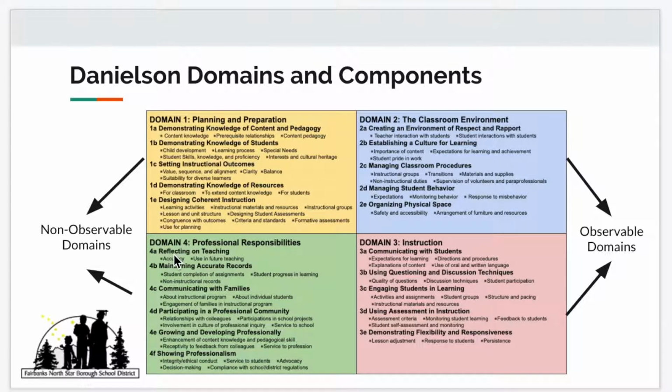Each domain is then broken down into components. Teachers will be evaluated on each of the components in a domain, and each domain will then receive a rating of either unsatisfactory, basic, proficient, or distinguished. Domains 1 and 4 are typically considered the non-observable domains, whereas Domains 2 and 3 are typically observed during a formal or informal observation. Let's break down each domain.